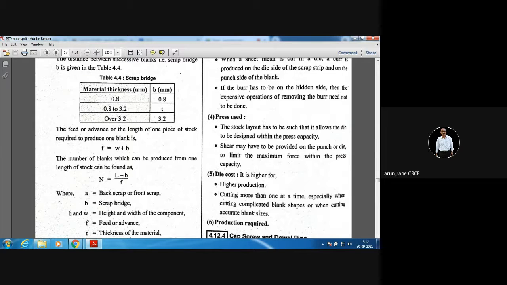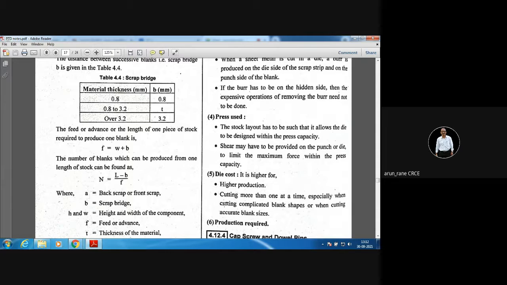So remember, for blanking force you have to always consider the shear area into thickness and not the cross section area. Once you have got the blanking force and punching force, you have to add them. For punching you have to consider the cross section area, not the shear area. For blanking force you have to consider the shear area.